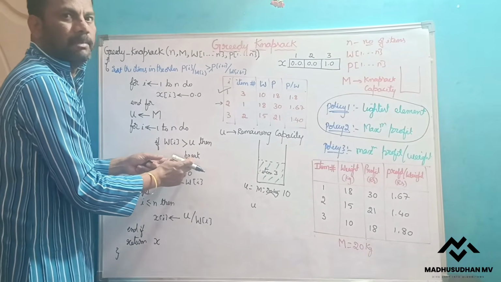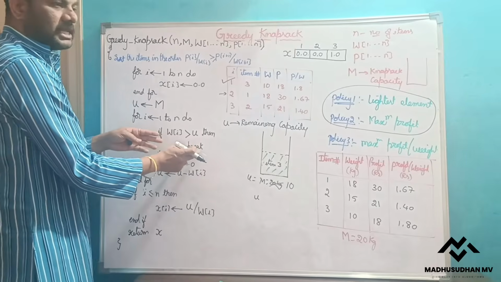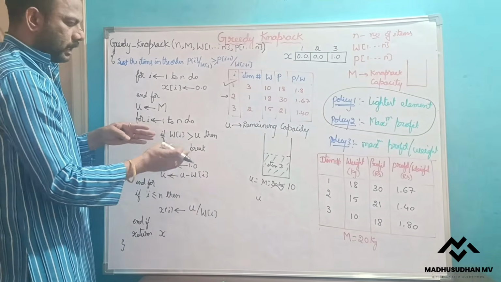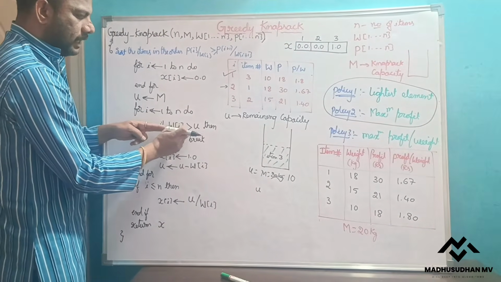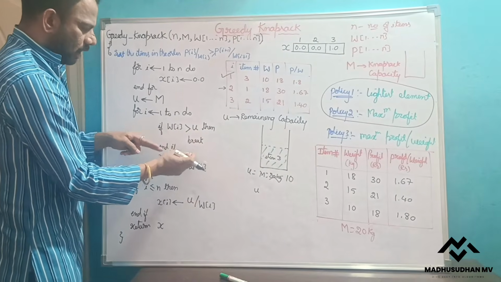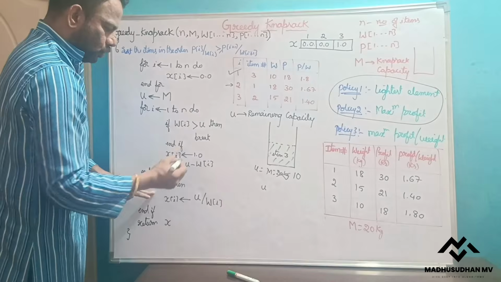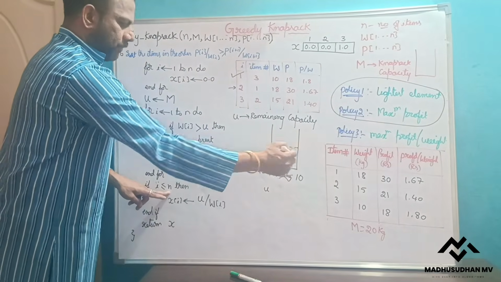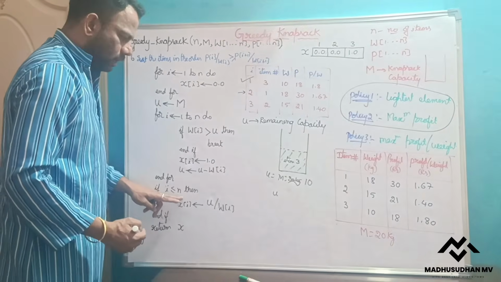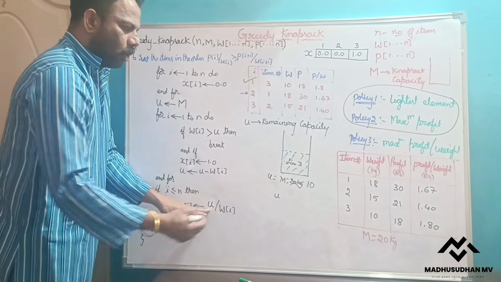So it comes inside the break. That means we use the break statement to come out of the loop. Since 18 is greater than 10, it comes out of the for loop. It checks what the I value is: 2. What is the n value? 3, the number of items. 2 less than or equal to 3, true, so it comes inside.